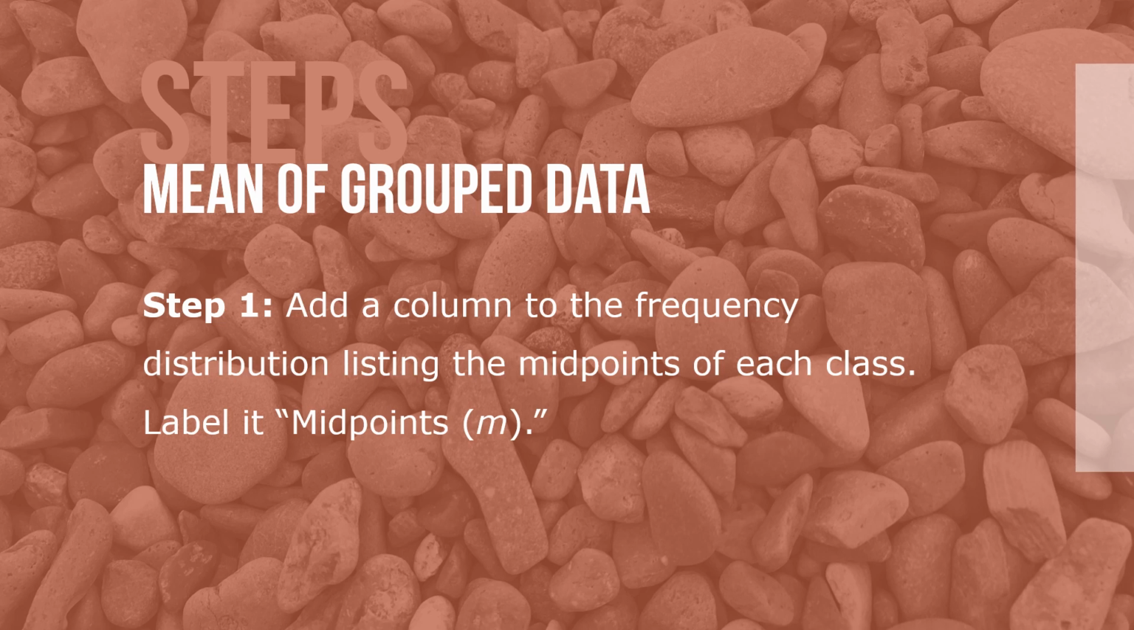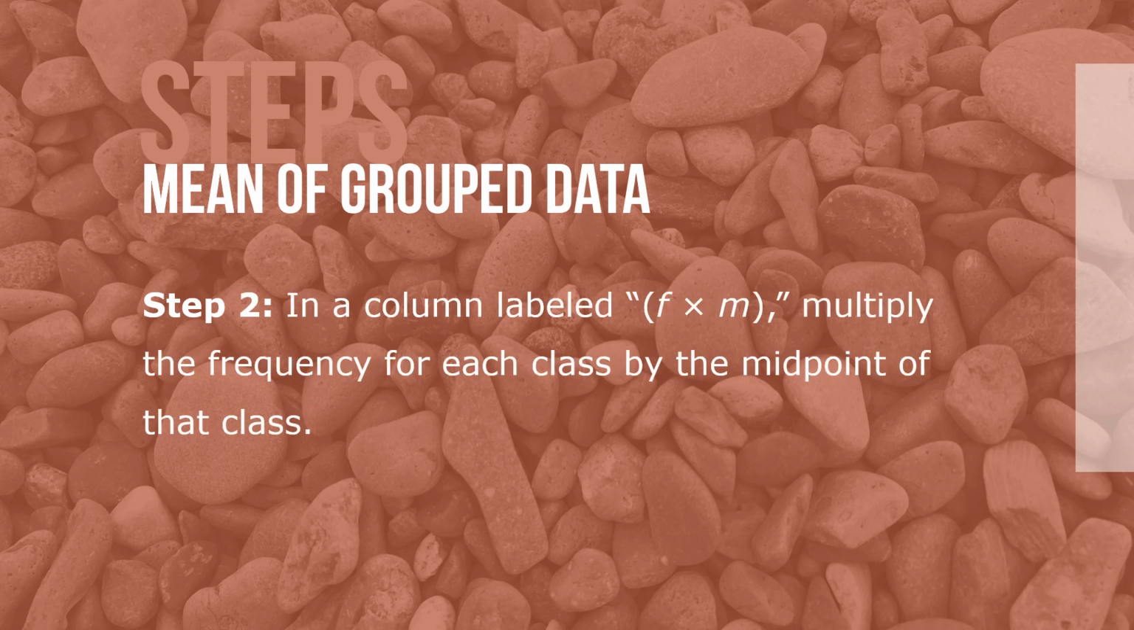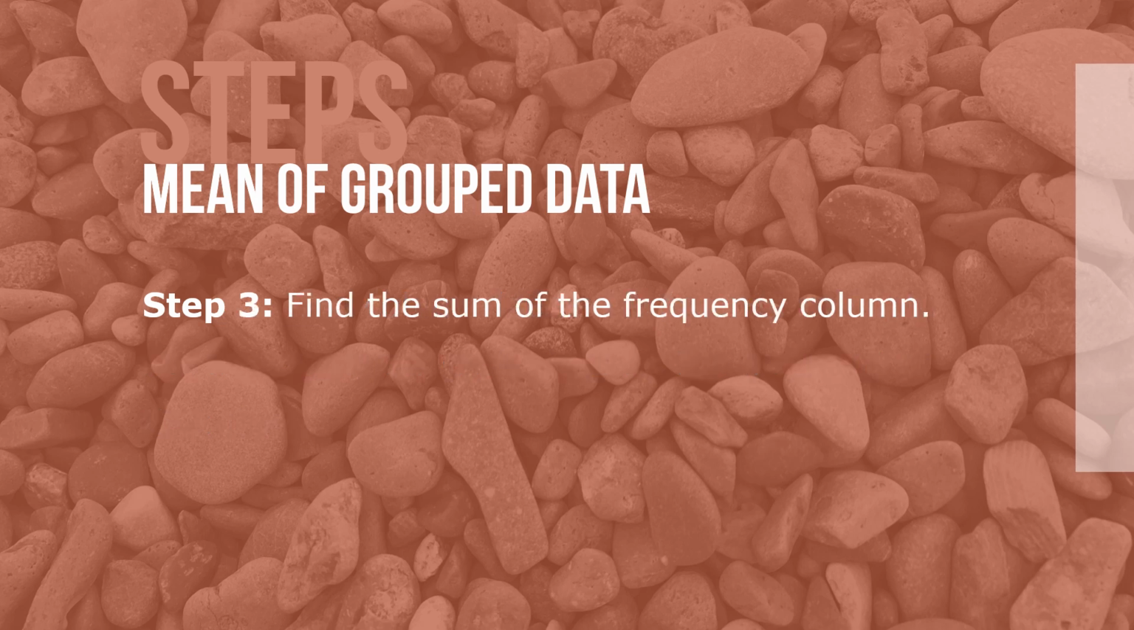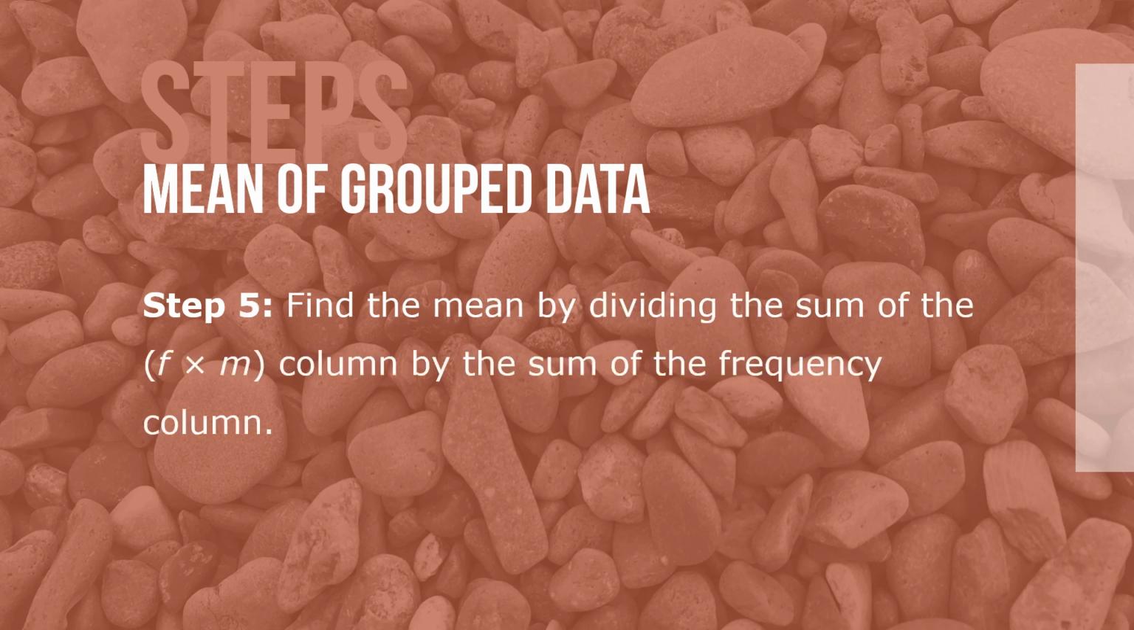Here are the steps for determining the mean of grouped data. Step 1. Add a column to the frequency distribution listing the midpoints of each class. Label it Midpoints M. Step 2. In a column labeled F times M, multiply the frequency of each class by the midpoint of that class. Step 3. Find the sum of the frequency column. Step 4. Find the sum of the F times M column. Step 5. Find the mean by dividing the sum of the F times M column by the sum of the frequency column.